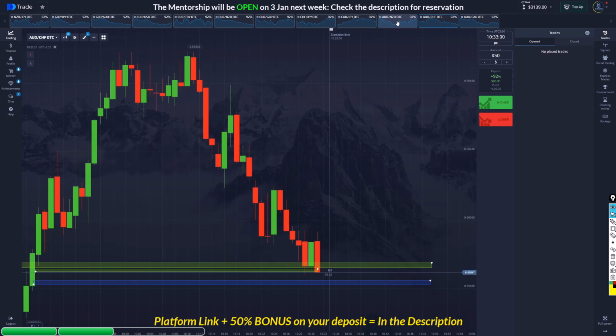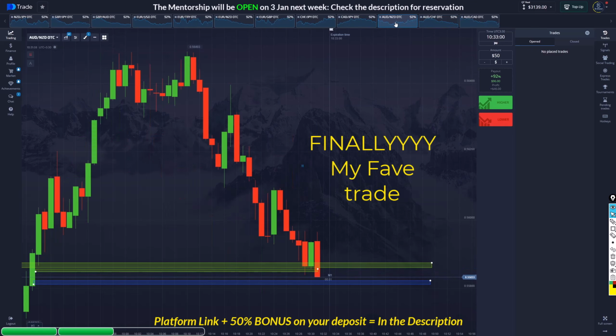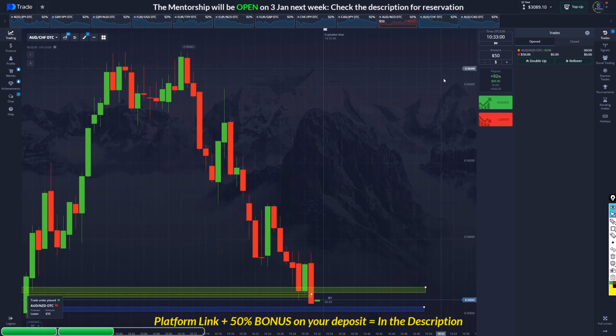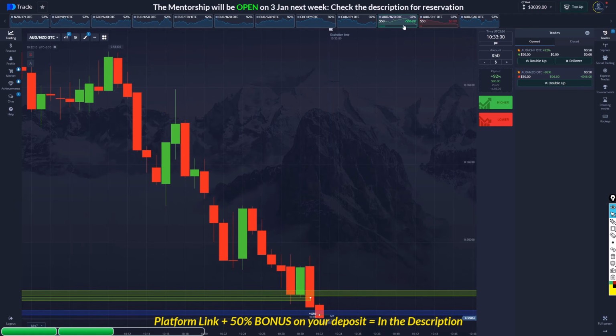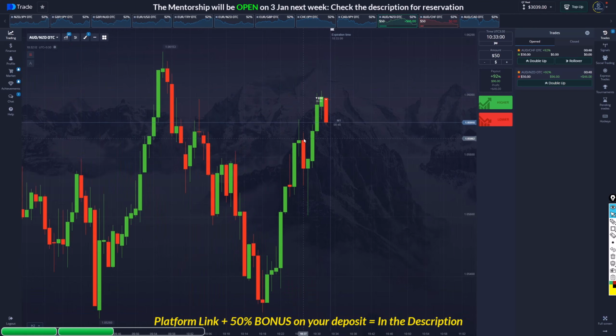Oh, this one is also coming down. Okay, I go with the sellers here, and come down a little more, please. Okay, I go with the buyers right in this blue zone. Let's see how these two trades are going to play out.